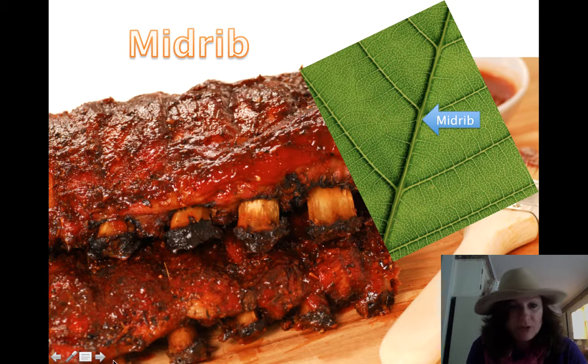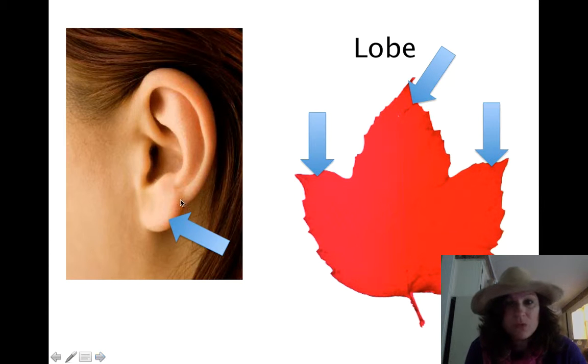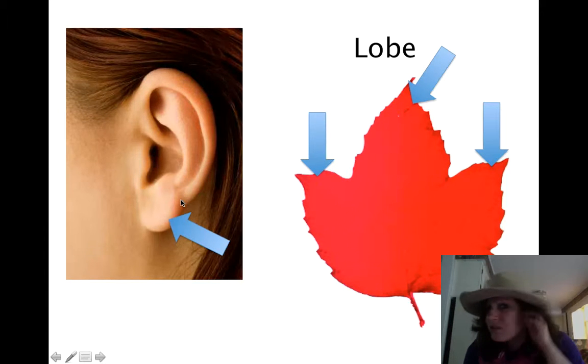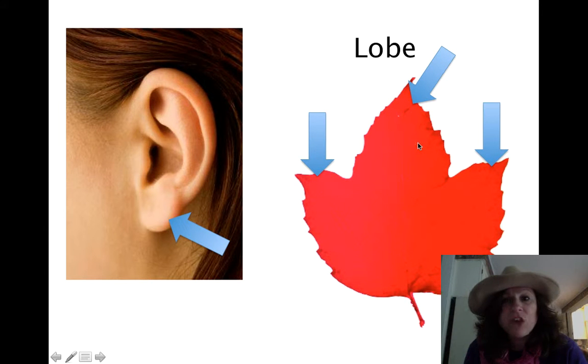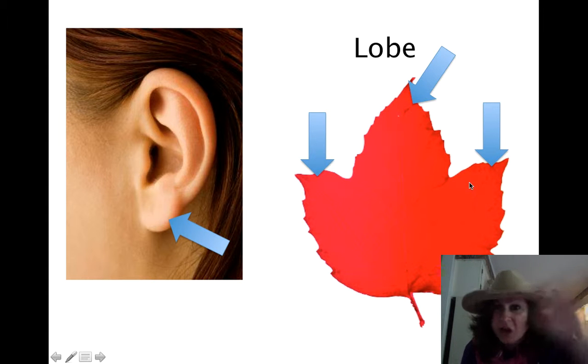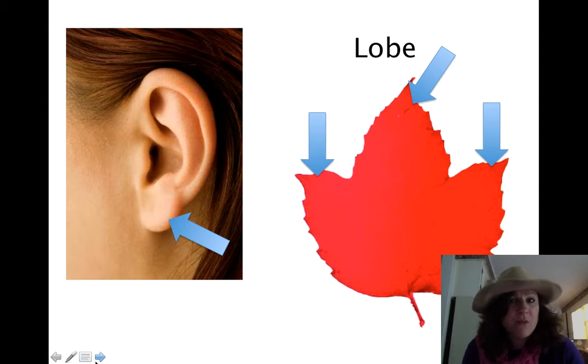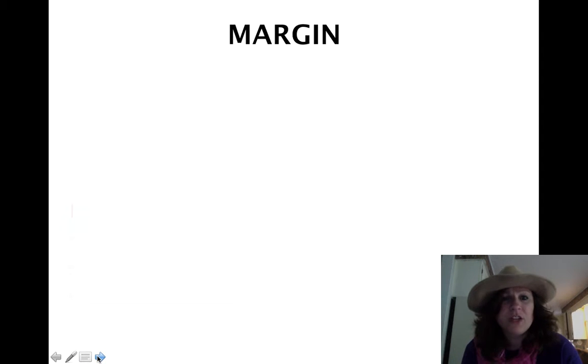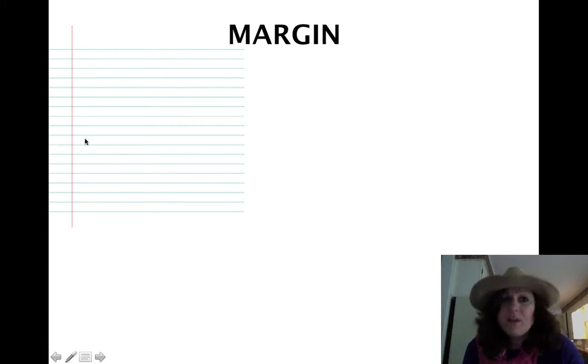It gives it structure. Lobe. We have lobes, right? We have earlobes. Well, leaves have lobes too. This red maple, 1, 2, 3. It has 3 lobes. Not too hard, huh? We can do this stuff, right? And remember, pause the video anytime you want. Take notes.